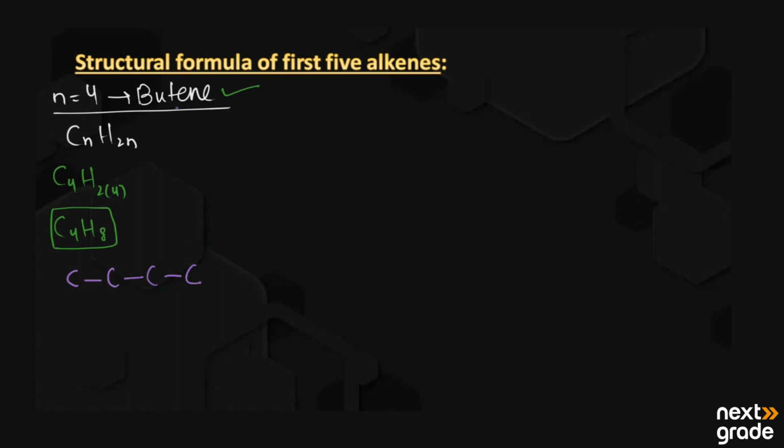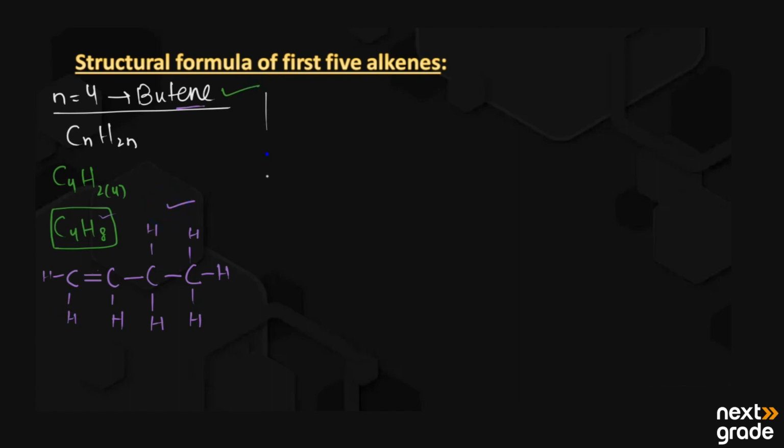And as it is a butene, so 2 carbon atoms will have a double bond. Next we have to arrange 8 hydrogens around the carbon. This carbon is having only one bond, so we will draw 3 hydrogens around it. Next, this is having 2 bonds, so it will have 2 more to complete its octet. This carbon is having already 3 bonds, 1, 2, and 3. So it will have just 1 hydrogen, and this one is having 2 bonds, so it will have 2 hydrogens. This is the simple structure formula for the butene.